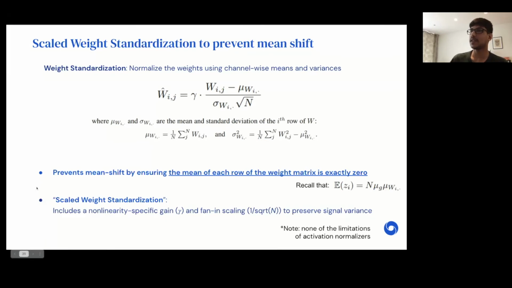And so scaled weight standardization is simply a scaled version of this weight standardization method, where we use a nonlinearity-specific gain and a fan-in scaling, which is designed to preserve the variance of the signal passing through a residual path. And note that scaled weight standardization has none of the limitations of activation normalization methods. It's extremely fast during training. And because it's simply a reparametrization of the model, the mean and the variance can be folded into the weights during inference time. So it's completely free at inference time.